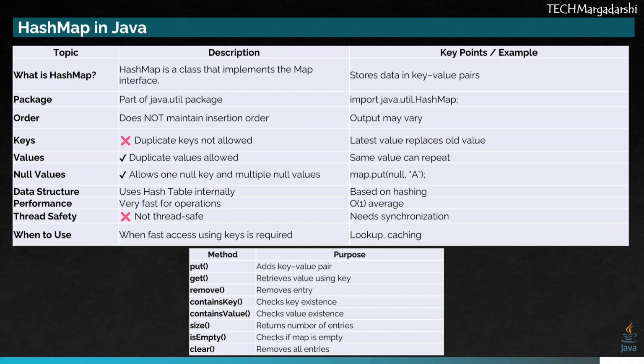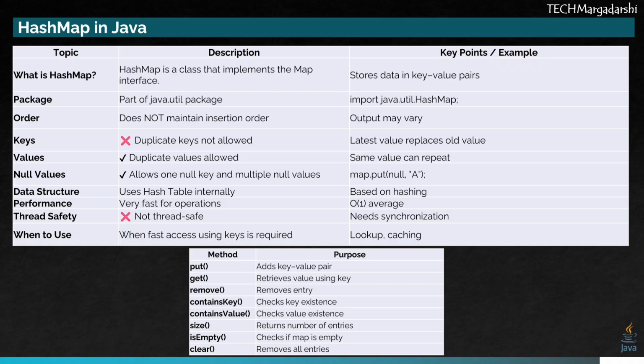Now let's understand HashMap in Java. HashMap is a class that implements the map interface and stores data in key value pairs. It does not maintain any insertion order, and the output may appear random. HashMap does not allow duplicate keys, but it allows duplicate values. If a duplicate key is added, the old value is replaced. It allows one null key and multiple null values.